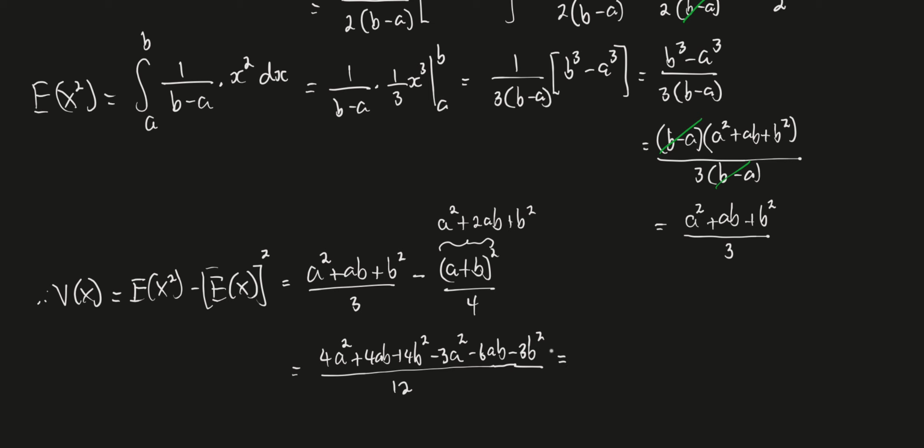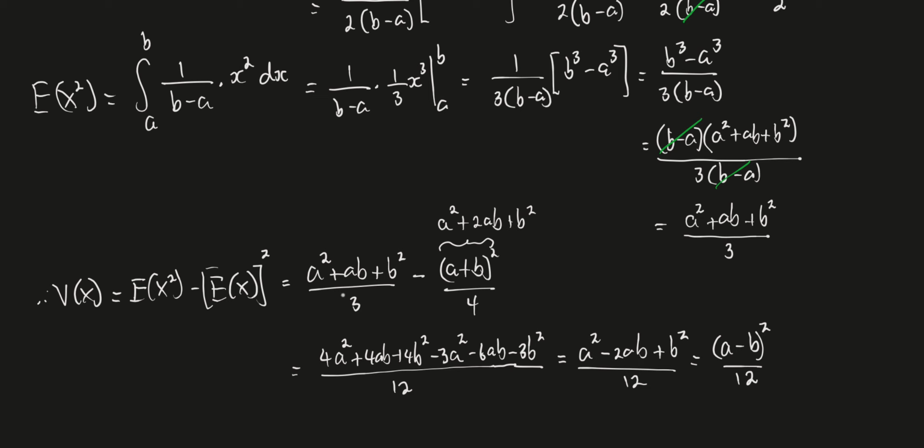So what does the numerator simplify to? Well, we have 4a squared minus 3a squared, so that gives us a squared. 4ab minus 6ab, so that's minus 2ab, and then 4b squared minus 3b squared, so that gives us a positive b squared, and then this is over 12. Look closely, the numerator is another perfect square, but now with the negative 2 as our middle coefficient, we end up having a minus b, that quantity squared, over 12, right?